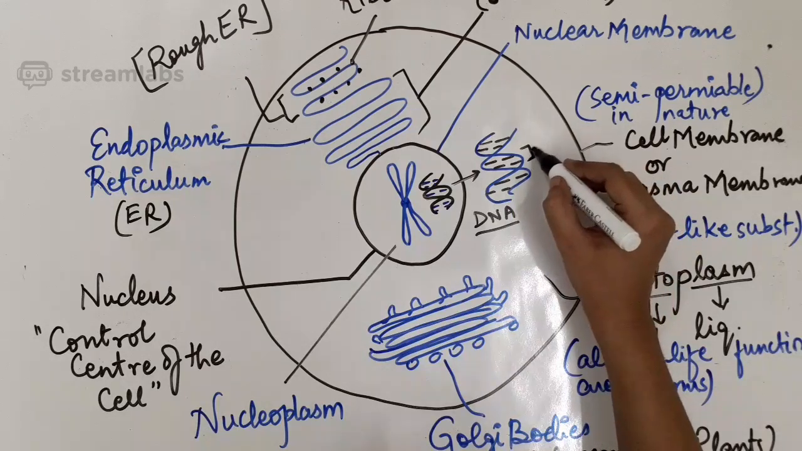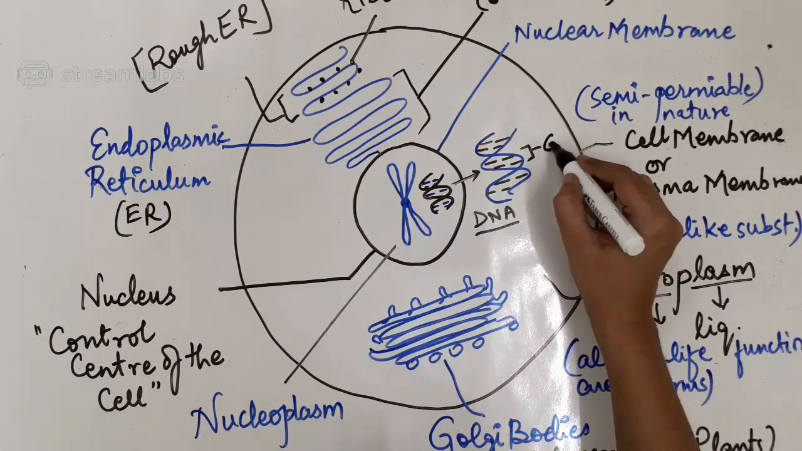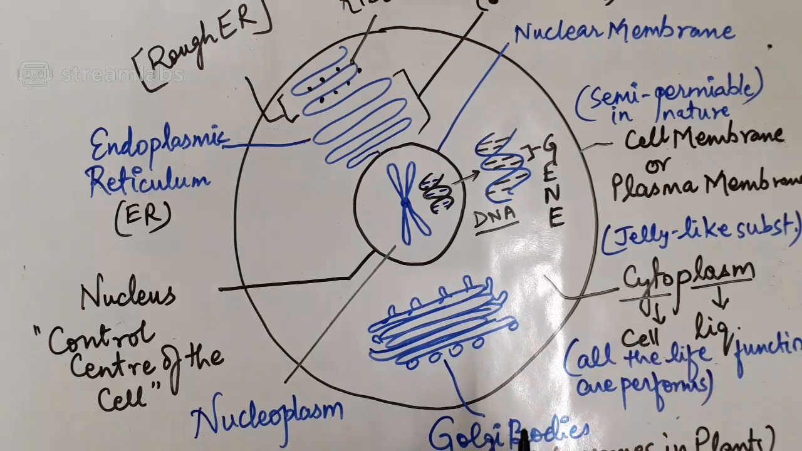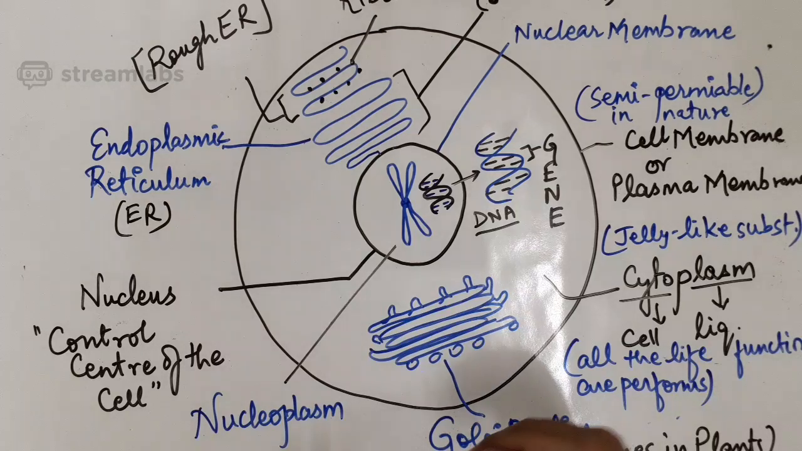In that strands is present the genetical or hereditary unit called gene. Okay, gene is the basic unit of heredity or inheritance. And what is inheritance or heredity? It is the passing up of characters or traits from the parents to the child or offspring. Okay.